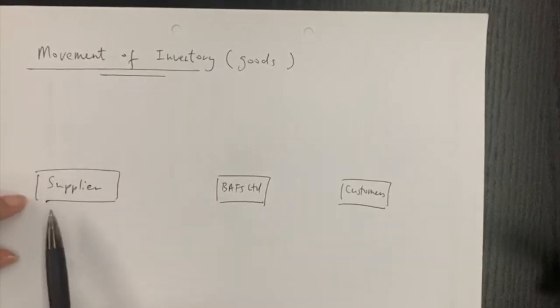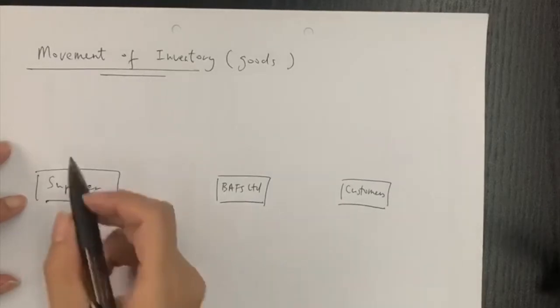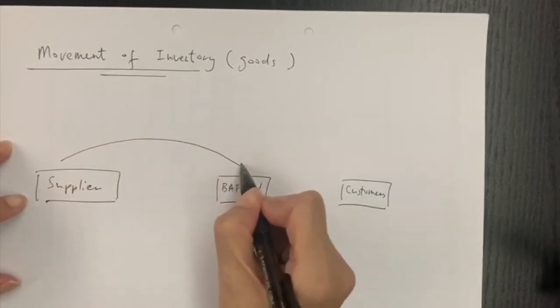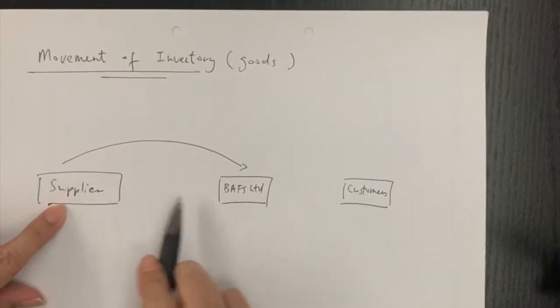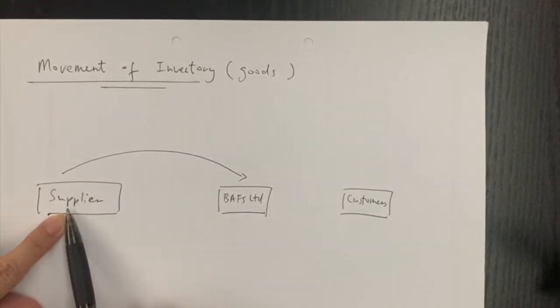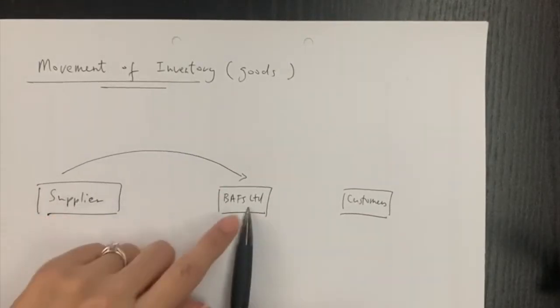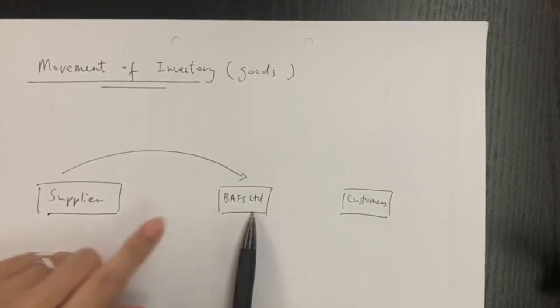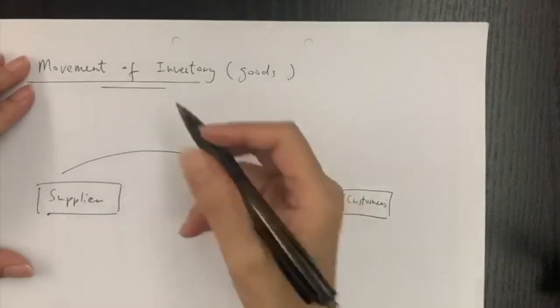On the left hand side is the supplier. So what is the action? We always go to buy things from the supplier, right? So the movement of inventory flows from the supplier to the warehouse of the business. We have a name for that. We call that purchases.